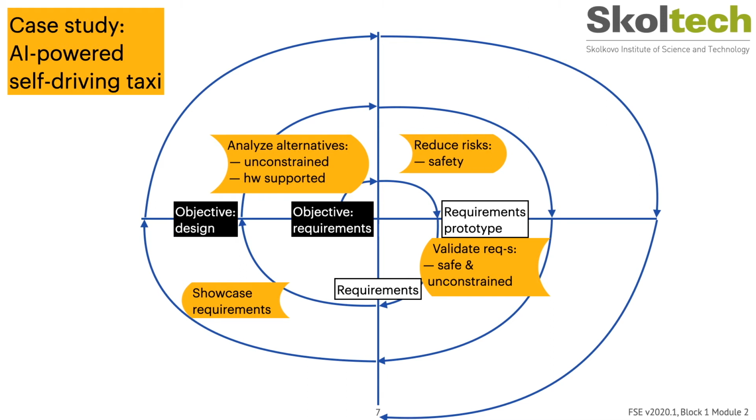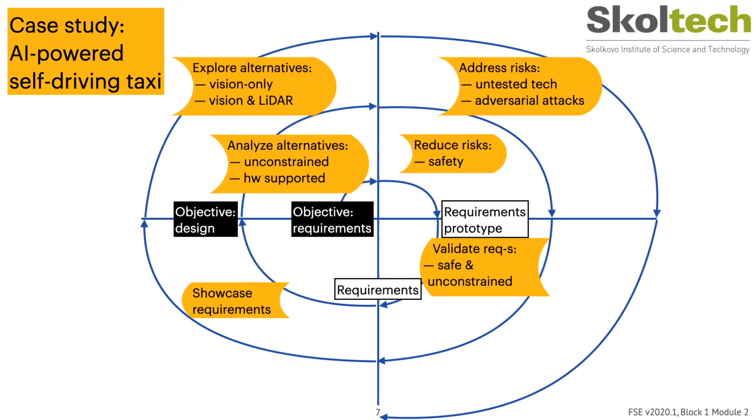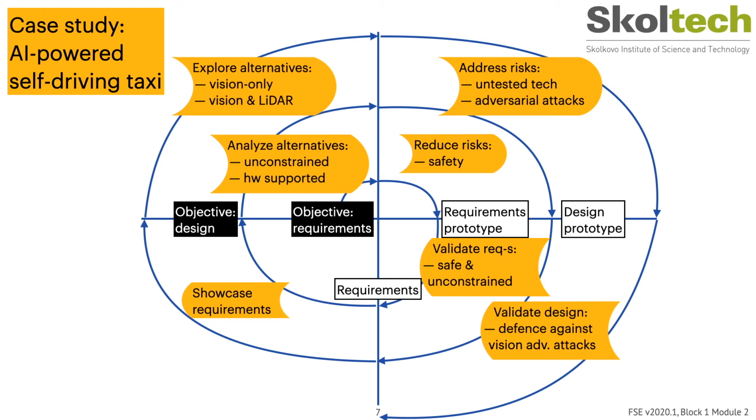The next trip around the spiral builds the system design. The team evaluates hardware and software design alternatives, identifies and resolves the major risks, and builds a prototype design. Team members analyze the design and verify that it makes sense. The prototype design then becomes the actual design.